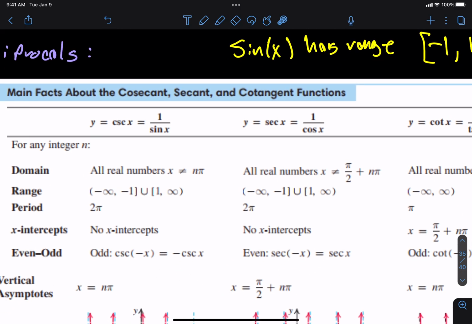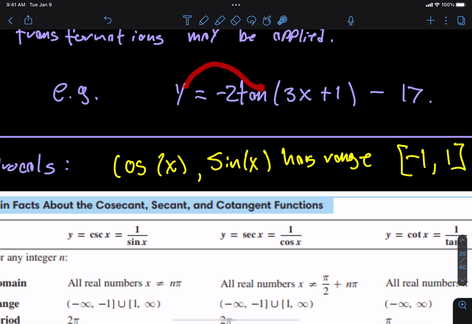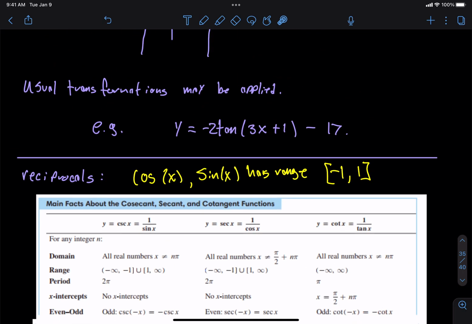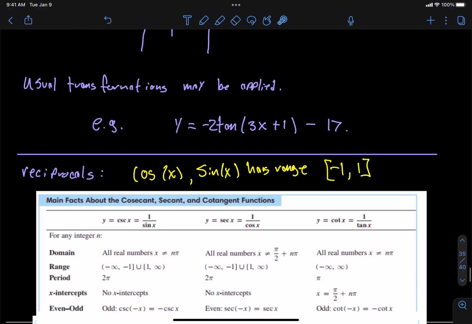secant is going to be exactly the same. Why is it exactly the same? Because not only does sine have range negative 1 to 1, but cosine of x has the same range as sine, right? It's just the same function moved over a bit. So the heights are going to be the same. The heights are going to be the same. All right, so that's the range.